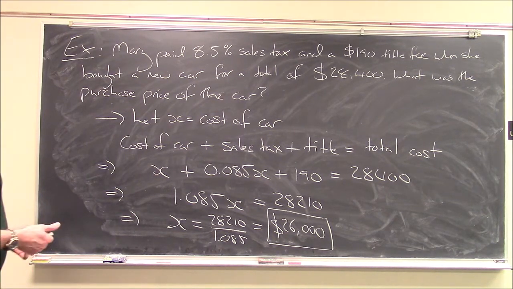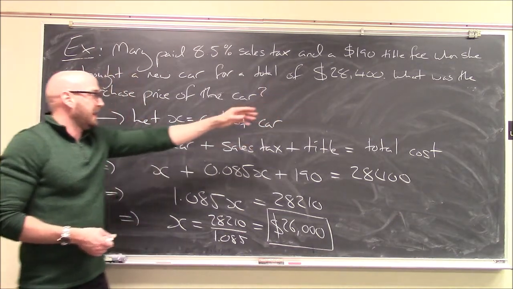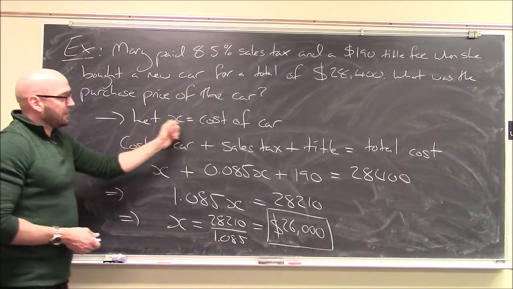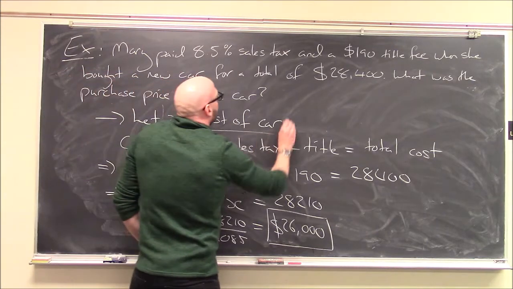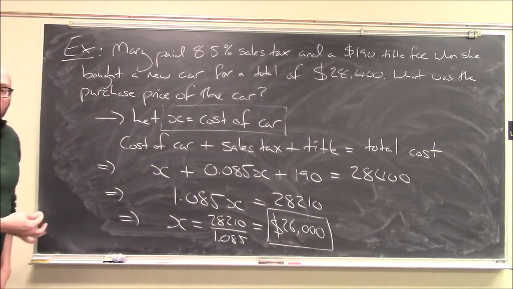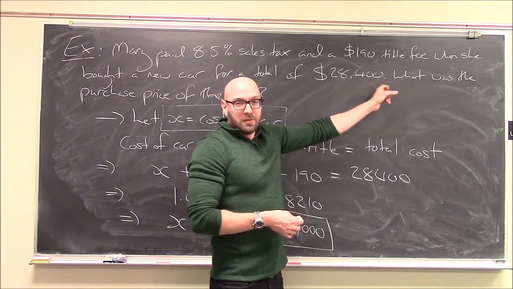So how do we go about doing this? Well, again, you read the question and you see, what are you looking for? And the answer is, I want the purchase price of the car. So that's what I'm going to let my unknown be. I'm going to let x be the actual thing we're looking for, the cost of the car. And now I need to set up an equation. Well, what do I know? I know the total cost is $28,400.